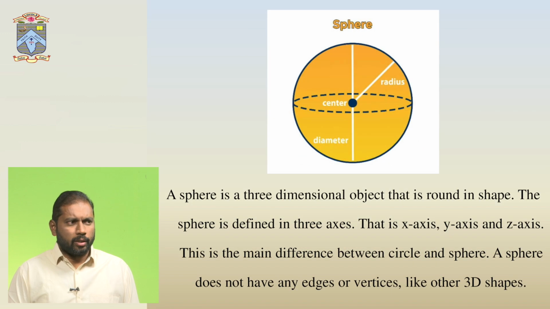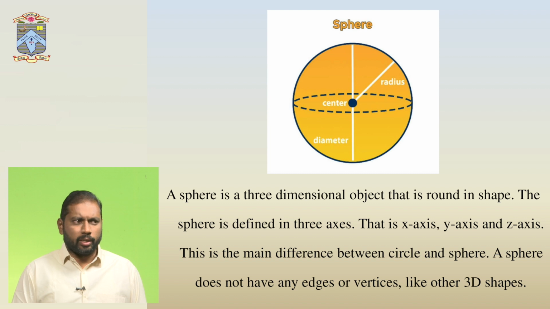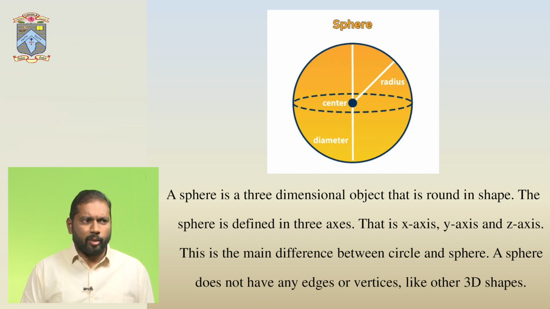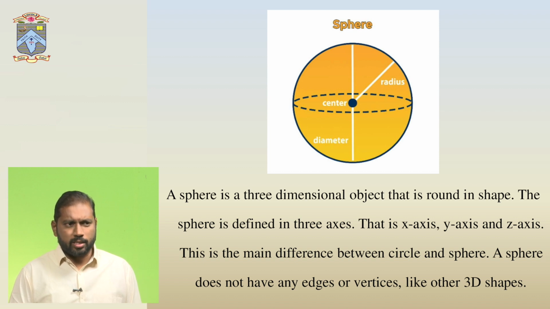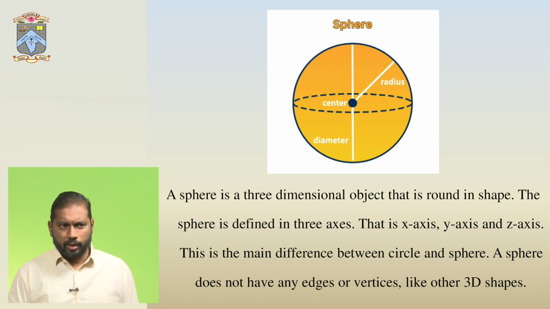Sphere. Introduction of a sphere. A sphere is a three-dimensional object that is round in shape. The sphere is defined in three axes, that is x-axis, y-axis and z-axis. This is the main difference between a circle and a sphere. A sphere does not have any edges or vertices like other 3D shapes.